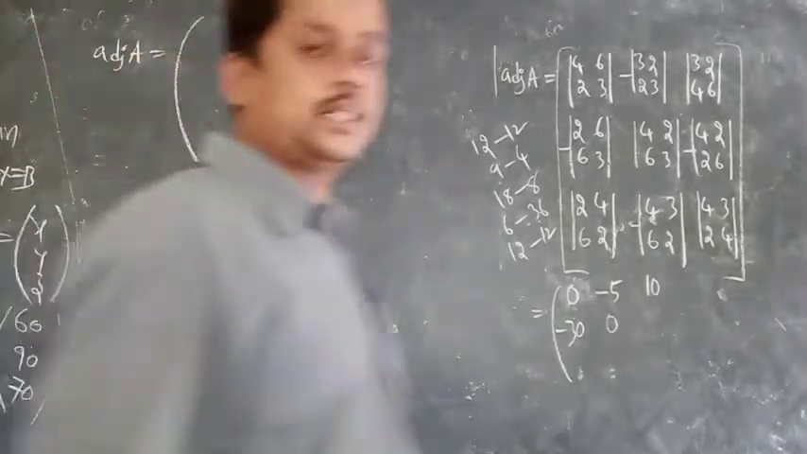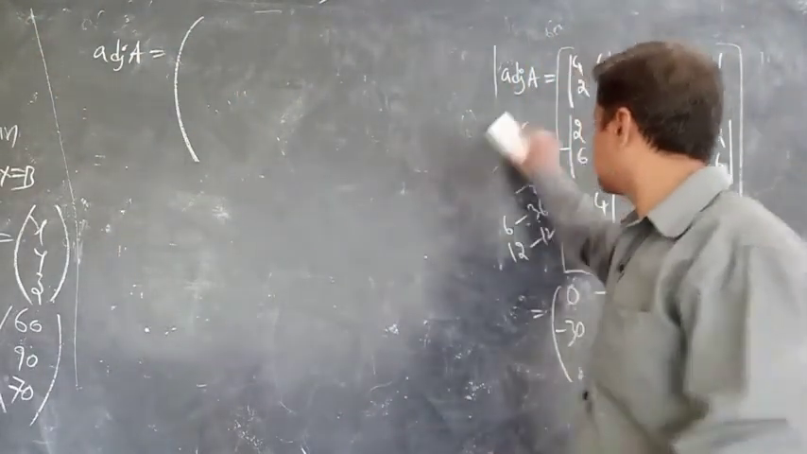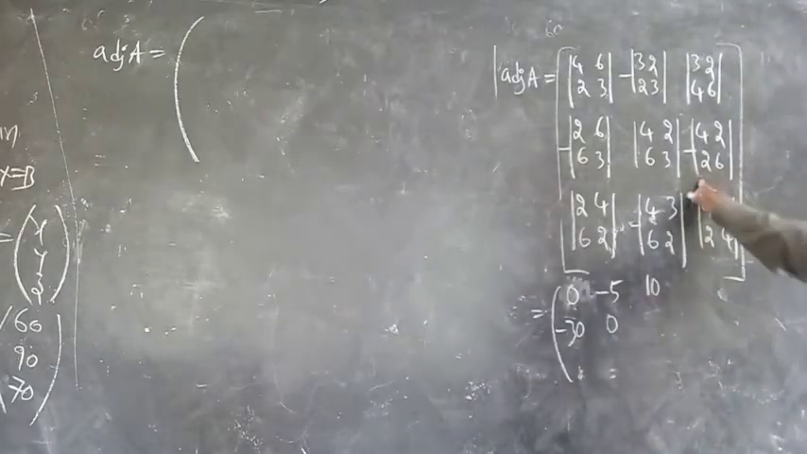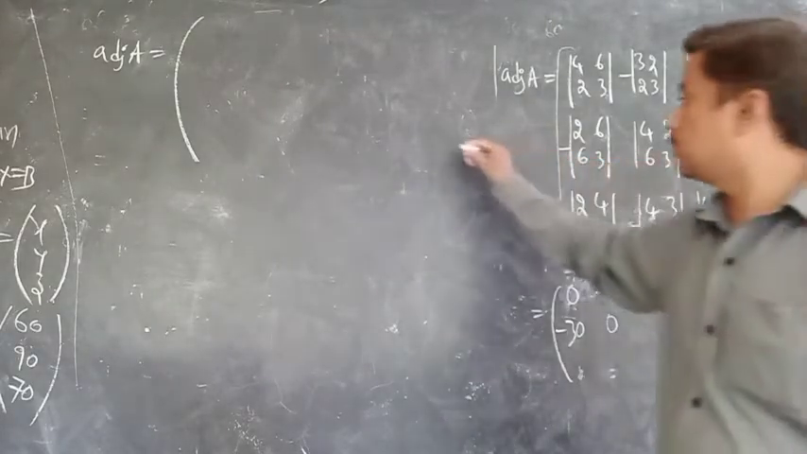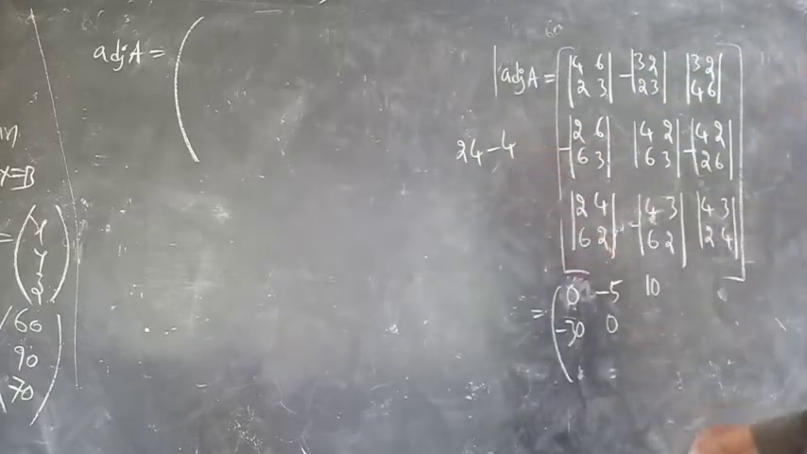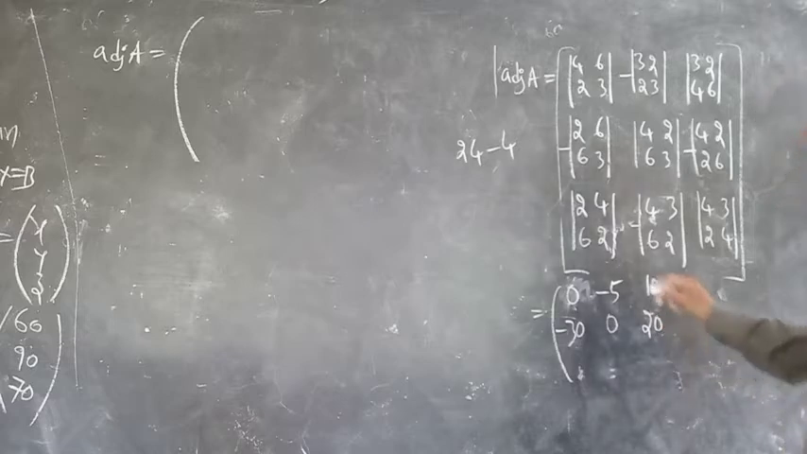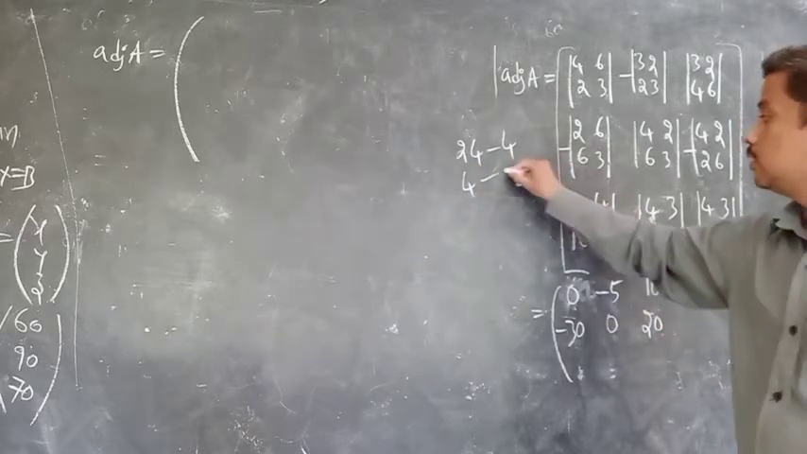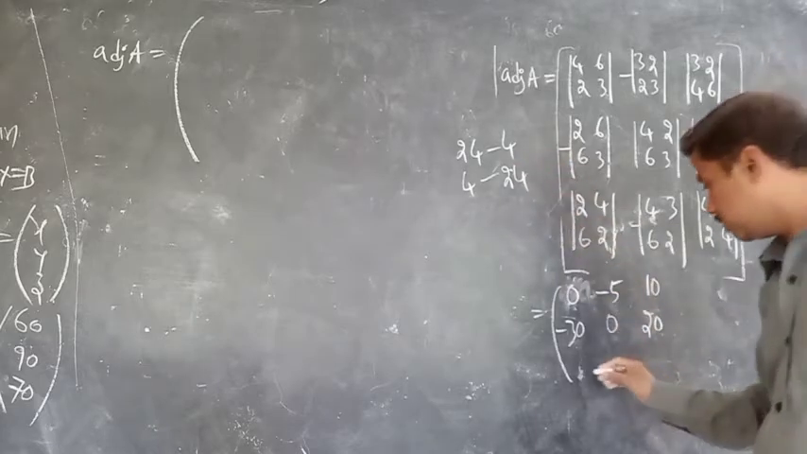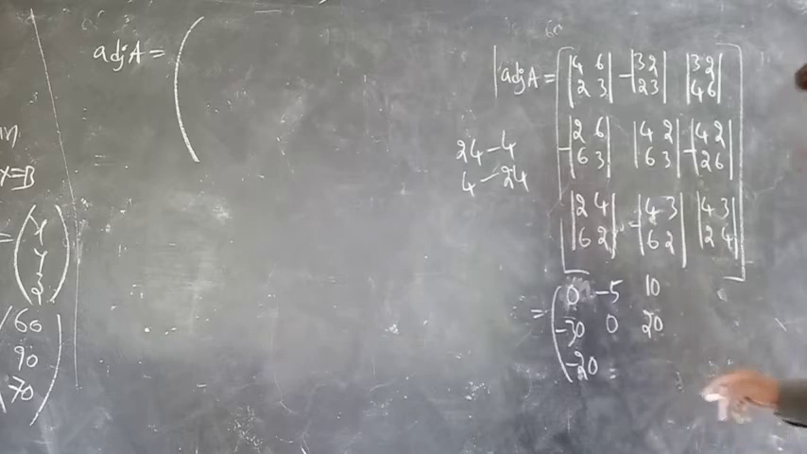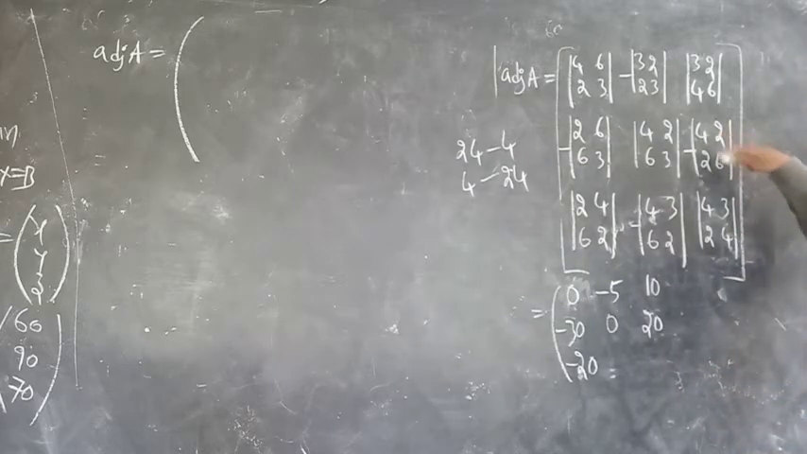Next I will move to the next steps. This one, next this one: 4 6s are 24 minus 2 2s are 4. 24 minus 4 is 20. Next, 2 2s are 4 minus 4 6s are 24. 4 minus 24 is minus 20. 4 2s are... here is a mistake, 4 6s are 24. One second.